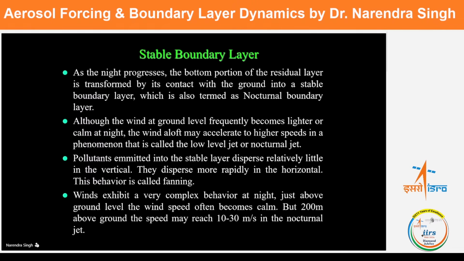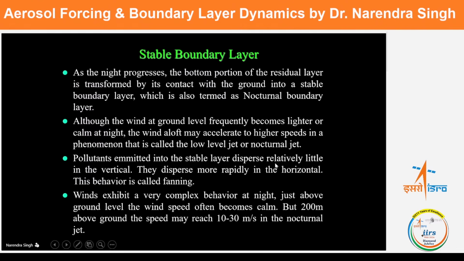So although the wind at the ground level frequently becomes lighter or calm at night, higher up in the nighttime winds accelerate, and sometimes they take the form of a jet. So the nighttime surface may be calm, but higher up in the atmosphere or boundary layer there are nocturnal jets. Jets means when the wind speed goes around 12 to 15 meters per second in the night. Pollutants emitted into the stable layer disperse relatively little in the vertical at night time.